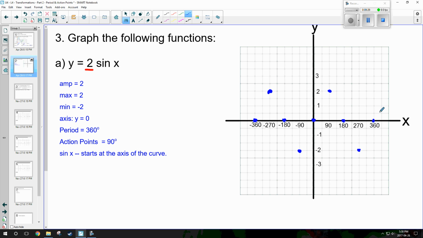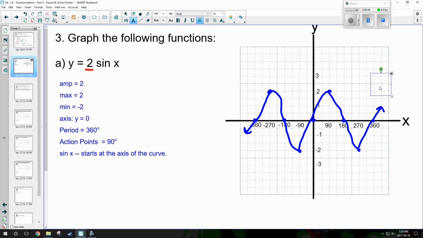Once you have your key action points plotted, then you can connect your graph. Try and do it as smoothly as possible. It should be a nice smooth curve. It's a little bit more difficult because I'm doing this on a computer. You should be able to draw a nice smooth curve. Don't forget your arrows at the end. And don't forget to also label your graph: y equals 2 sine x.